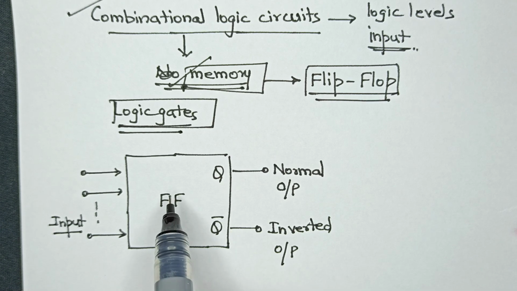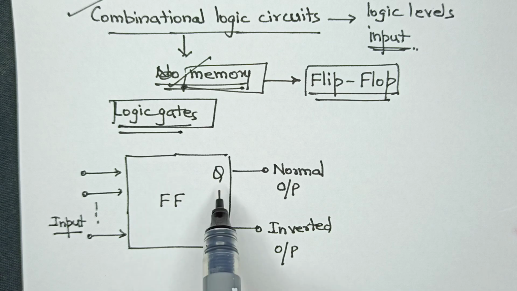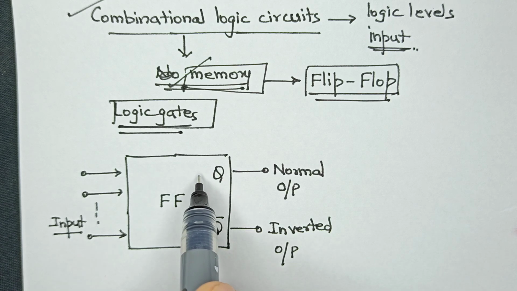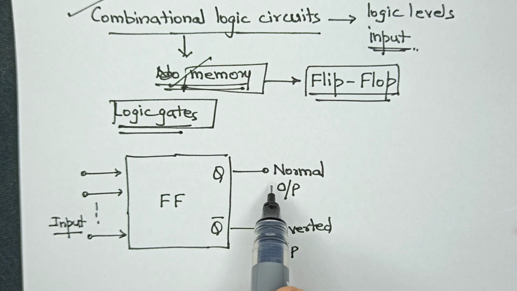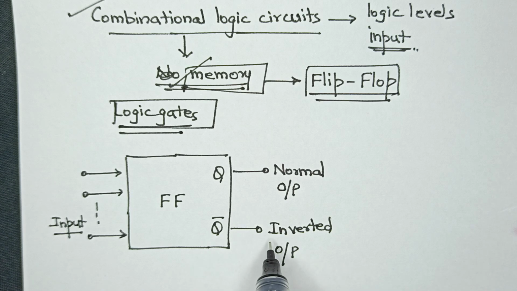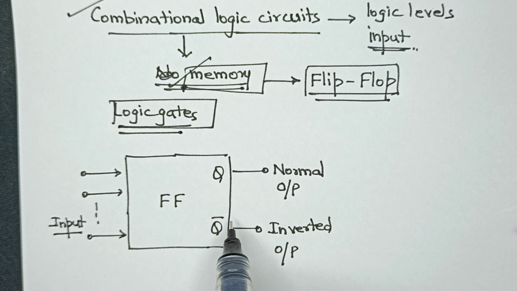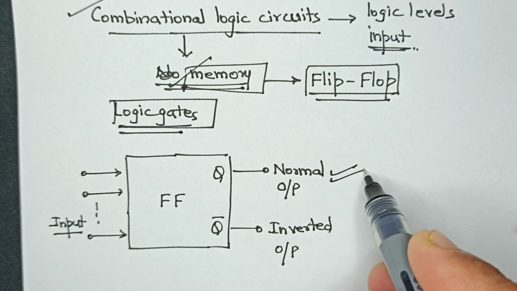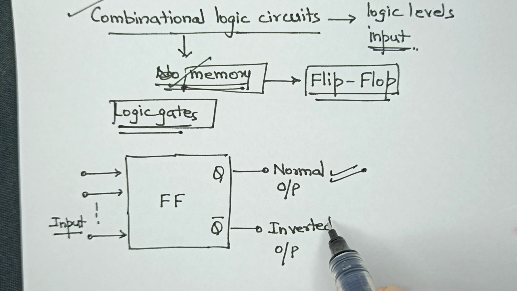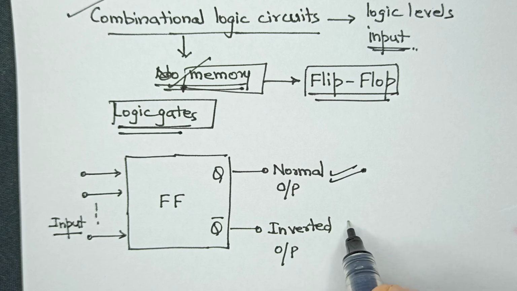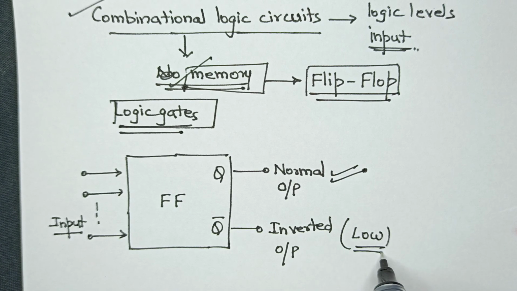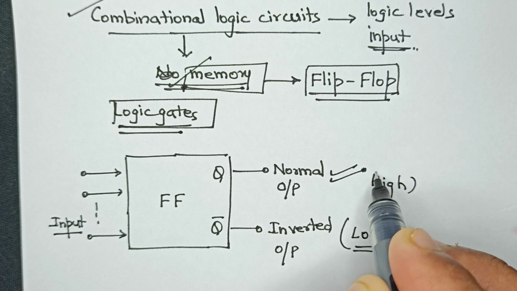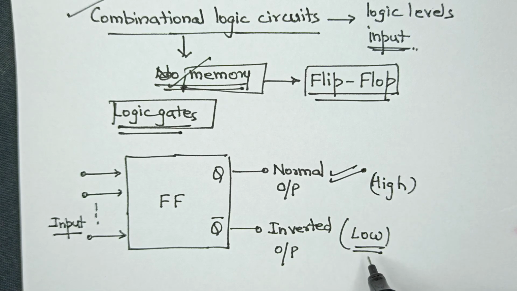As seen from the diagram, the flip-flop has two outputs labeled Q and Q bar that are inverted complements of each other. The output Q is called the normal flip-flop output, and Q bar is called the inverted flip-flop output. It must be carefully noted that whenever we refer to the state of the flip-flop, we are referring to the normal output. If we say the flip-flop is in the low state, this represents the inverted output. So this one represents the high state, which is the normal output, and this one represents the low state, which is the inverted output.